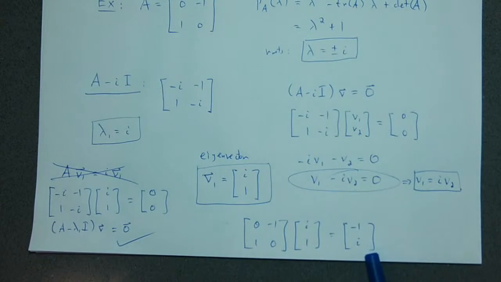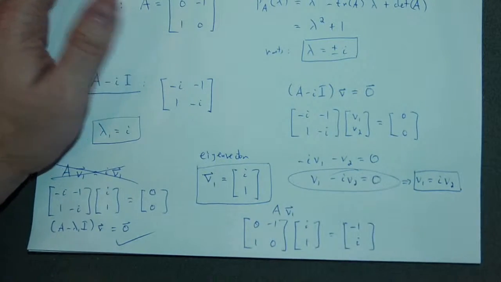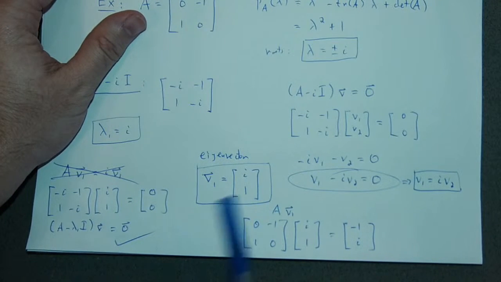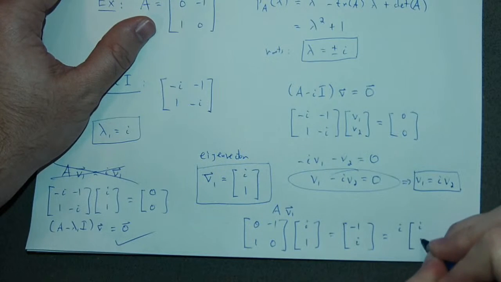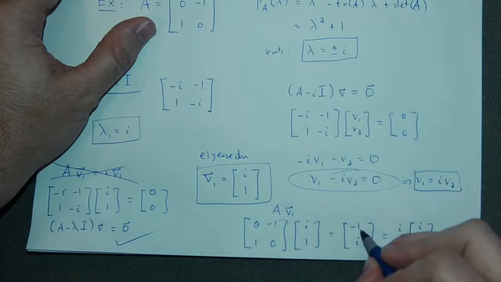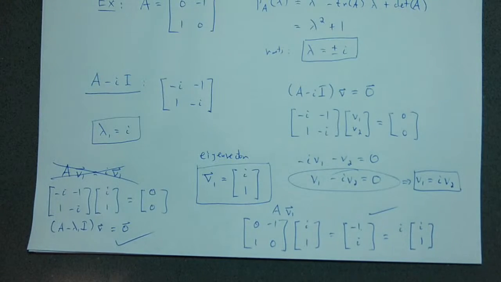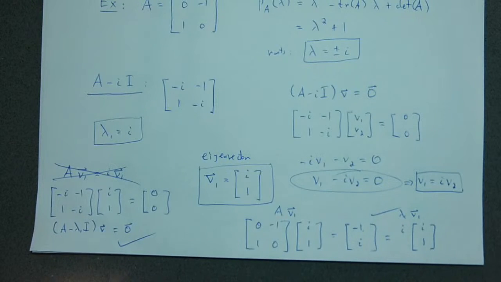Okay. Is that the correct thing I should get? So this is A times V1, and that should give me I times V1. Well, here's V1. What's I times V1? So I times V1, if I treat it just like a scalar, I would have I times I, 1. I times I is I squared, which is minus 1, and I times 1 is I. So indeed, yes, here's lambda 1 times V1. So this is an eigenvector in exactly that sense.